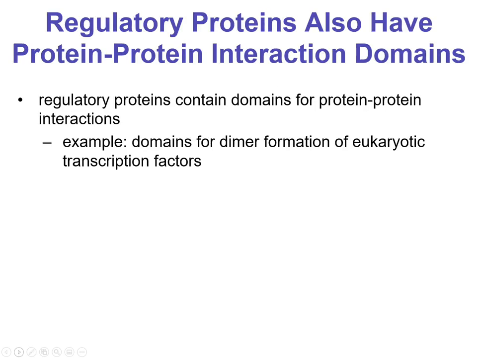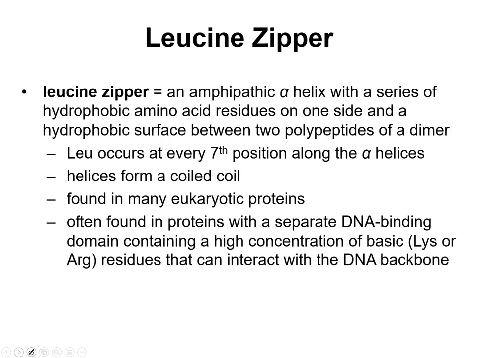So regulatory proteins also have protein-protein interaction domains because they usually interact with the DNA and with some other protein. They either help recruit a protein or they bind to a protein and then recruit something else. So they have modular regions that interact with DNA, with protein, etc. So one example would be domains that help transcription factors dimerize that are necessary for the beginning of transcription. So let's talk about some of those domains.